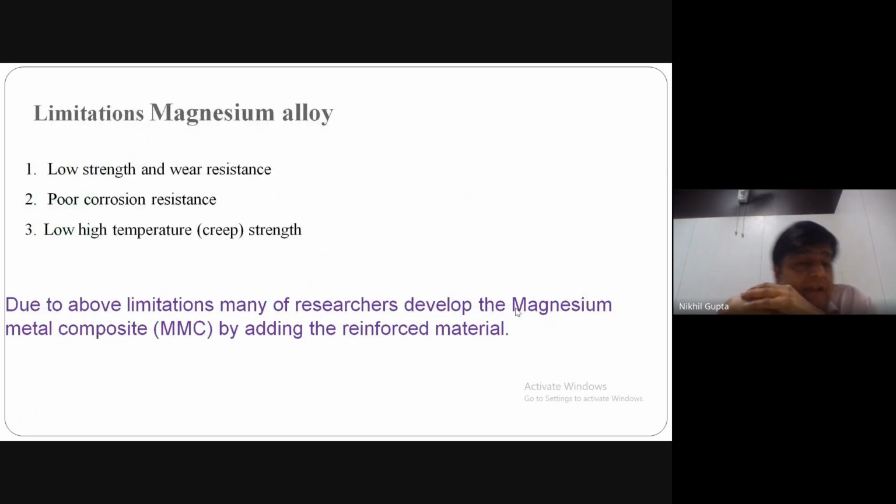Now, magnesium, sir, has some limitations as compared to metal matrix. It has low strength and wear resistance, poor corrosion resistance, and low high-temperature strength, sir. Due to these limitations, researchers developed the magnesium metal matrix composite (MMC) by adding reinforcement material. So now I would like to discuss the reinforcement material.